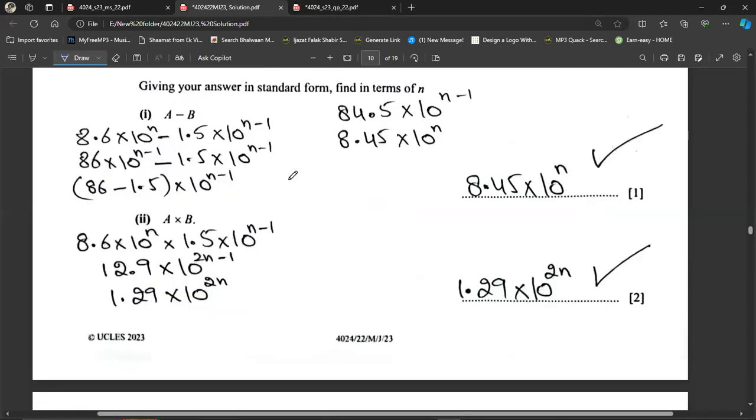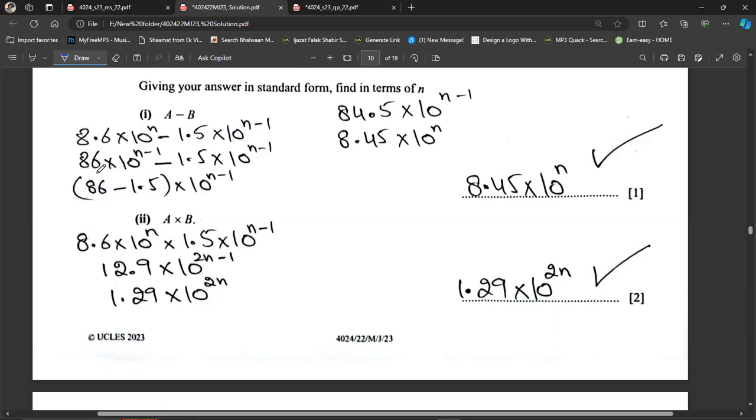This is very simple. But here in the power we have n, so the calculator is not that helpful. So 8.6 × 10^n minus 1.5 × 10^(n-1). I will move this decimal one step to the right, and so you will have 86 × 10^(n-1) minus 1.5 × 10^(n-1). So take 10 raised to power n minus 1 common. In the bracket, you are left with 86 minus 1.5, and that is 84.5.